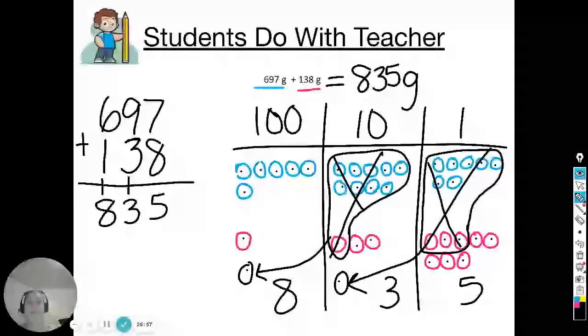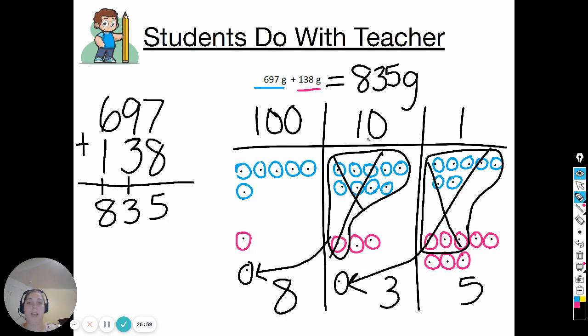Okay, so what's really nice about doing these two side by side is you can see how it's really working. And eventually, as you get better at this standard algorithm, you may be able to stop drawing the hundreds chart, okay? But for now, we're going to keep doing it as long as it's helping you.